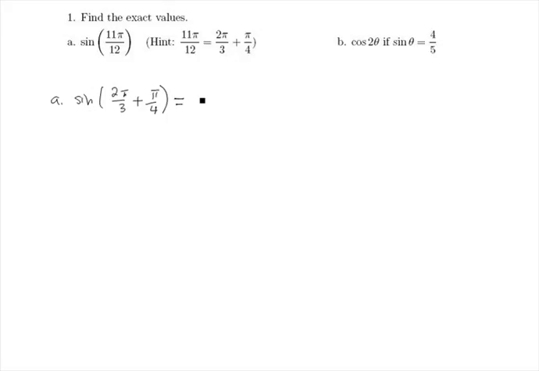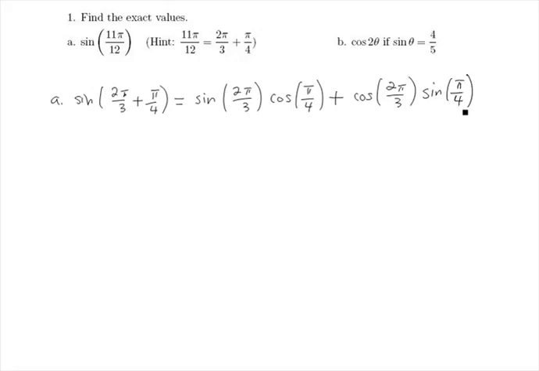The angle sum formula for the sine says that we take the sine of the first angle, 2 pi over 3, times the cosine of the second angle, pi over 4, and then we add to that. For the angle sum formula for the sine, the plus on the inside corresponds to the plus on the outside as well. So we add the cosine of the first angle, 2 pi over 3, times the sine of the second angle, pi over 4.